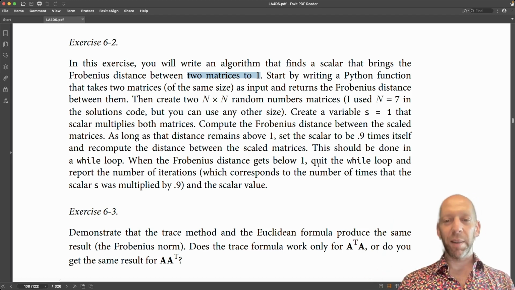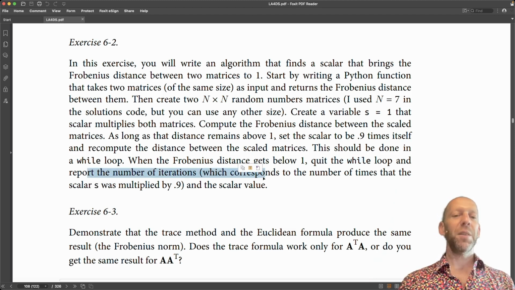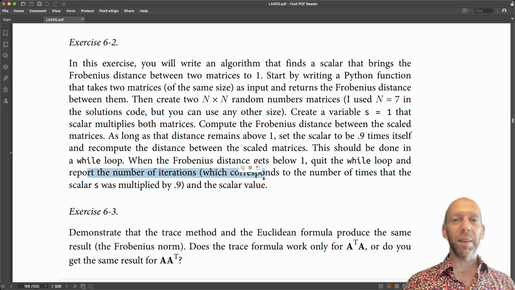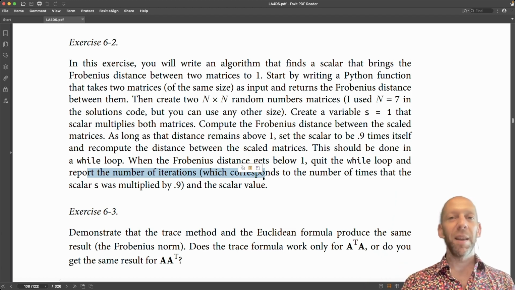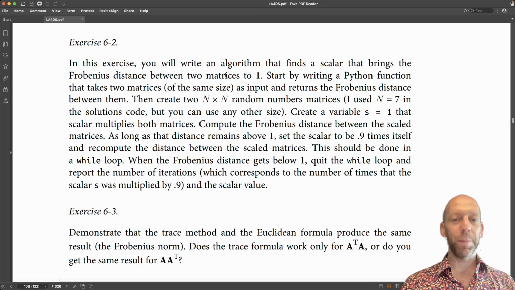Okay, so let's see. We do this in a while loop, and then we report the number of iterations, so the number of times that we multiplied this scalar by 0.9 in order to get the Frobenius distance between these two matrices to be 1.